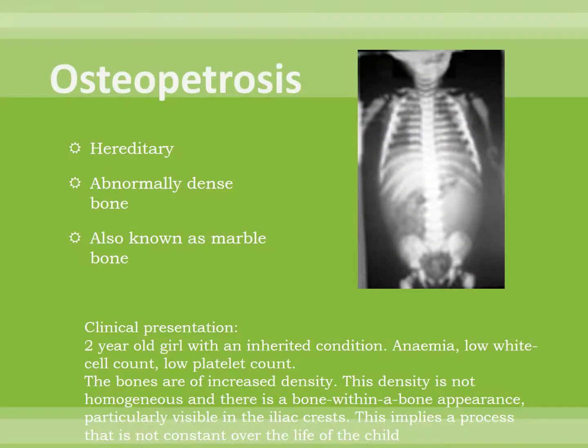Osteopetrosis. So this is a hereditary condition. It's an abnormally dense bone which looks like a marble appearance. The image here is a 2-year-old with this inherited condition.